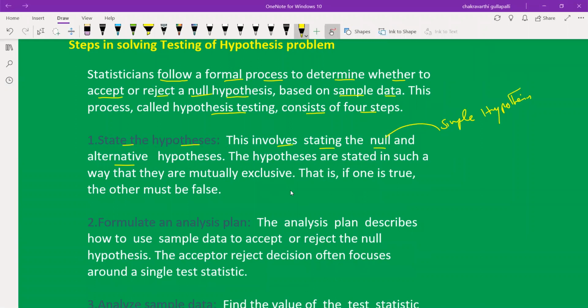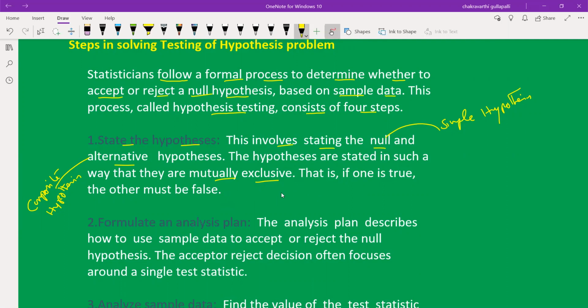Simple hypothesis. The alternative hypothesis in most cases is a composite hypothesis. These two are very, very important. The hypotheses are stated in such a way that they are mutually exclusive. That is, one is true, the other must be false. Null hypothesis is true, alternative false. Null hypothesis is false, alternative true.